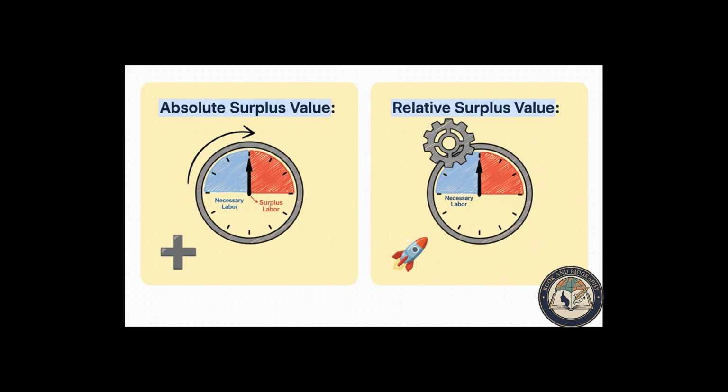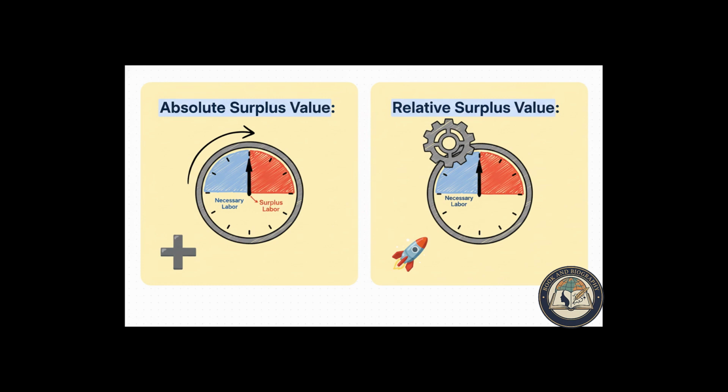So naturally, the goal of the capitalist is to make that surplus labor part of the day as long as possible. And Marx points out two main strategies for doing this. The first one is called absolute surplus value. This one's pretty blunt. Just make the workday longer. If you force people to work 10 hours instead of 8, those 2 extra hours are pure surplus value.